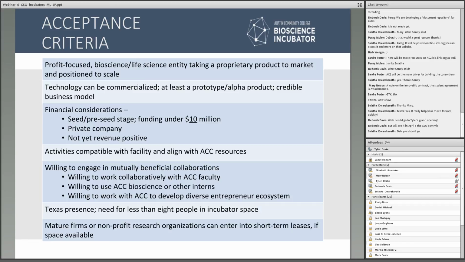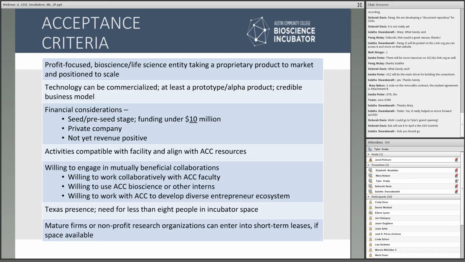We want them to be profit-focused in the life sciences, positioned to take a proprietary product to market. We look at some financial considerations. Normally they're seed or pre-seed. We aim to help them with their ideas and also with things like pitch decks and marketing, so they can grow and raise that first Series A major funding round.